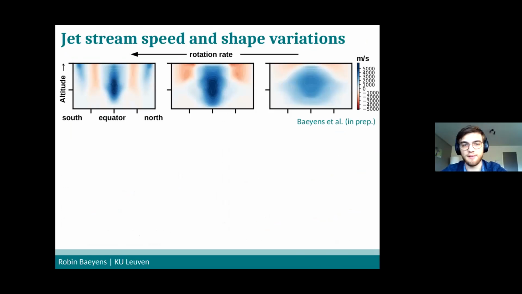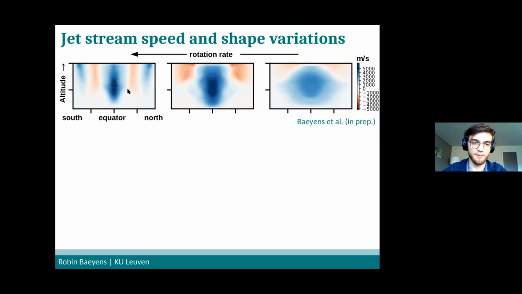This also has an effect, so the rotation rate also has an effect on the equatorial jet stream, and also the speed of the jet stream and the shape. So here are again 3 models plotted. Now, what is shown is the wind speed, in meters per second. So you can see that this is really a kilometers per second magnitude. And it's averaged over the whole longitude of the planet. So here, this is the latitude, where you have the South Pole, the equator, and the North Pole. And this is the altitude in the atmosphere.